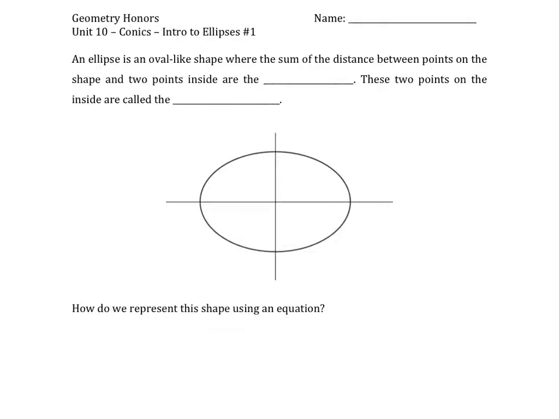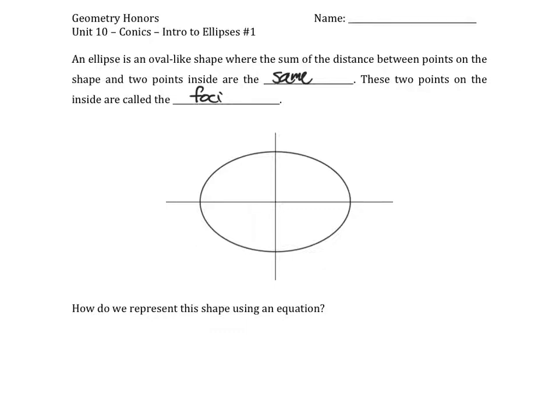It's an oval-like shape where the sum of the distances between points on the shape and 2 points inside are the same. Okay, so the sum of the distances between 2 points on the inside and a point on the oval are the same. And these 2 points on the inside are called the foci, F-O-C-I, the plural of focus.